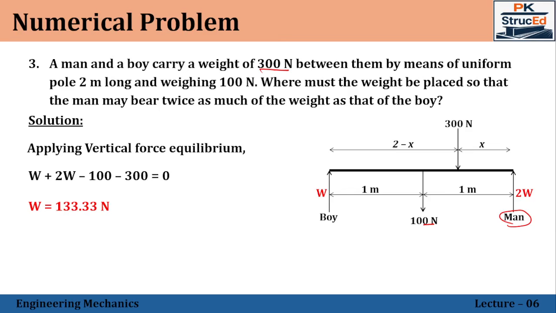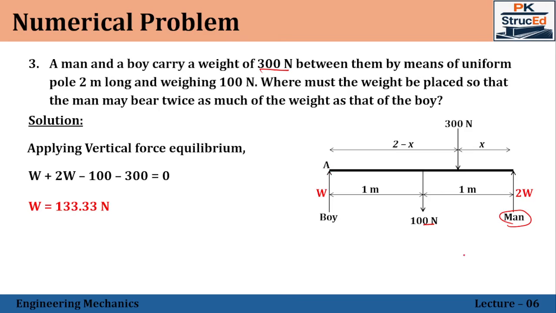But that is not the question. The question is where that 300 Newton load should be placed. In that case, we can use the moment condition. We are taking the point A as the reference. We are going to take the moment of all the individual forces about the point A, and equate it to 0 because it is in equilibrium. Equating to 0, you will get the value of x.